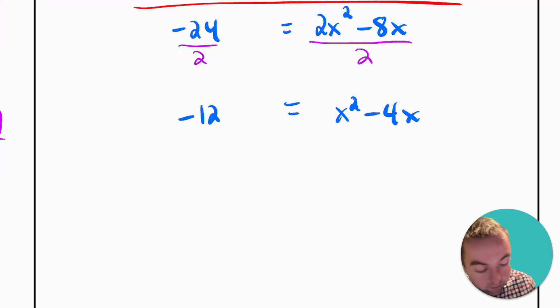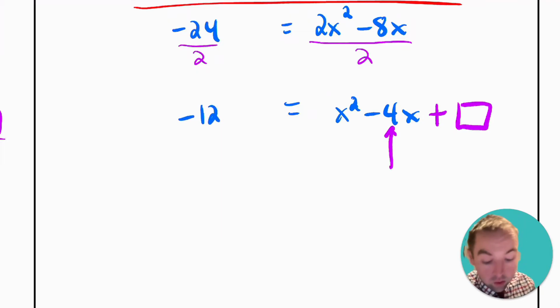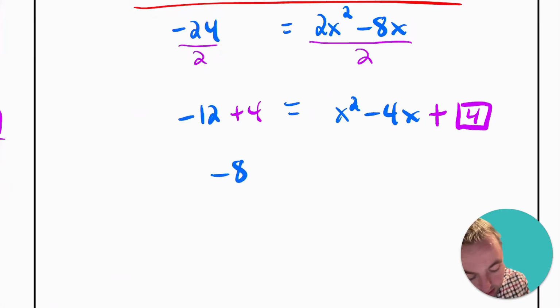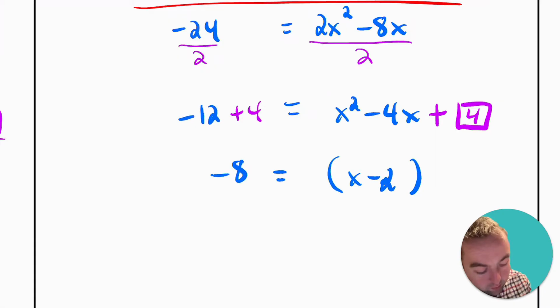And then we'll just complete the square. Since your b value right there is negative 4, half of that is 2, and then 2 squared is 4. So you can add 4 right there, and then add 4 to the other side. That's going to give us negative 8 is equal to, if I factor this, x minus 2 times x minus 2, so the quantity x minus 2 squared.